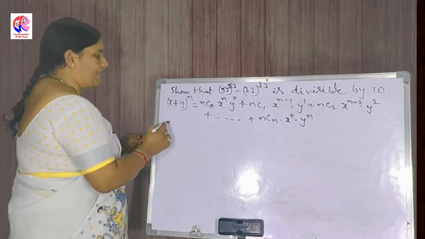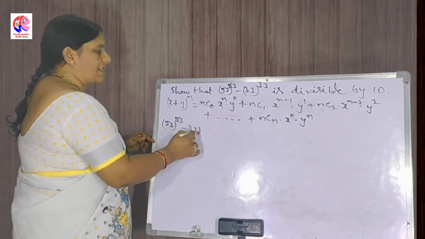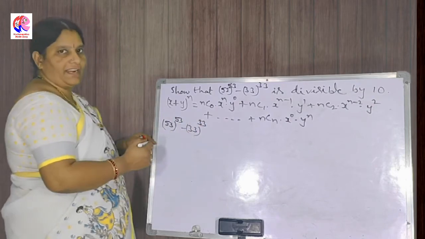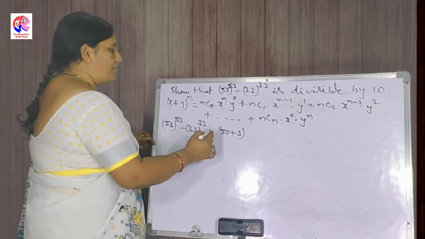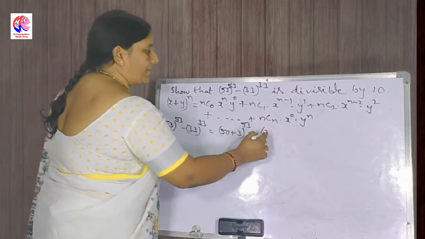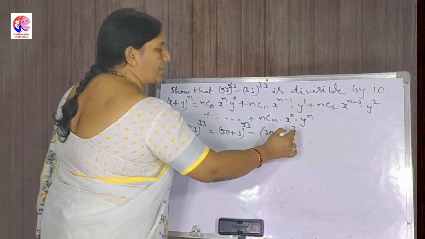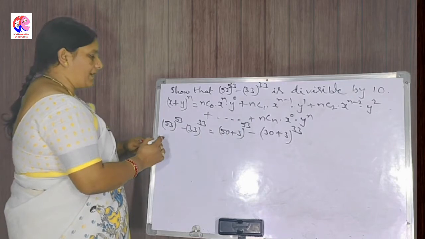Now the expression 53 whole to the power of 53 minus 33 whole to the power of 33 can be written as (50 + 3)^53 minus (30 + 3)^33. Apply binomial expansion to both of the binomials.